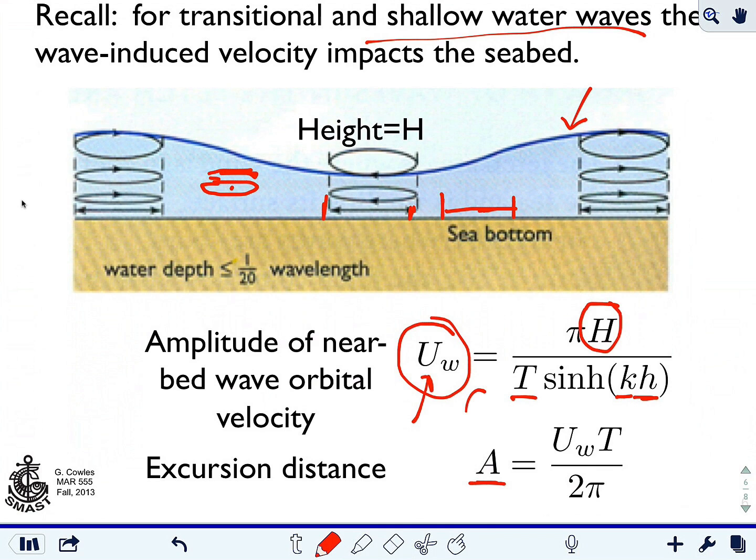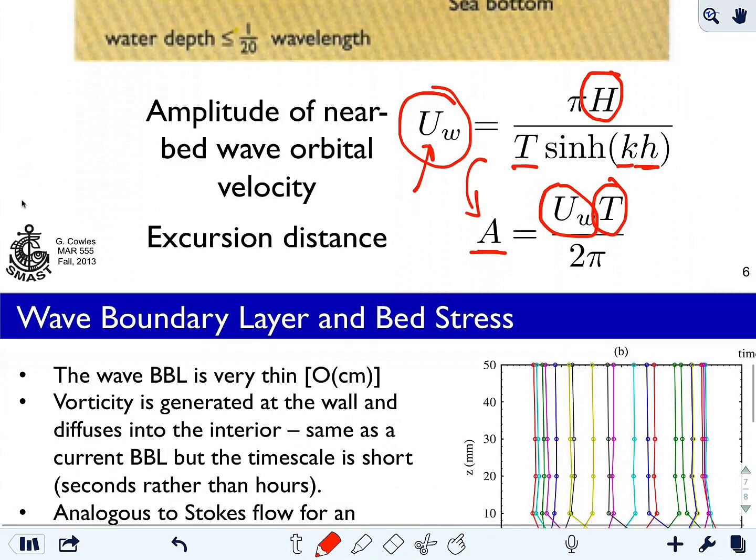This just comes from periodic motion. If we have periodic motion with a max velocity of UW and a period of T, then the excursion distance is UT over 2 pi. So that allows us to calculate the excursion distance in meters. Both these parameters are important in terms of deducing the stress on the bed from these waves.